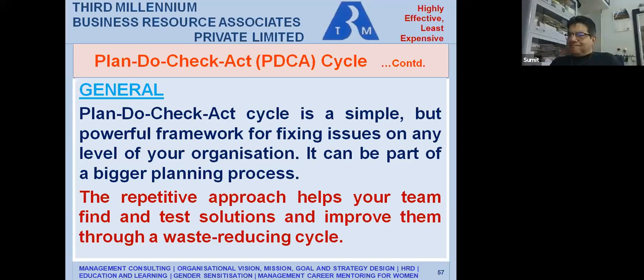The second para is the key. The repetitive approach helps you. That is why it is called a cycle in the first place. The repetitive approach helps your team find and test solutions and improve them through a waste reduction cycle. As you try out a new step, or a new cycle, I should say, there should be wastage reduction. There should be improvement. Okay?